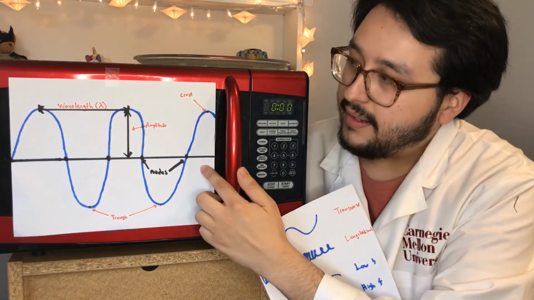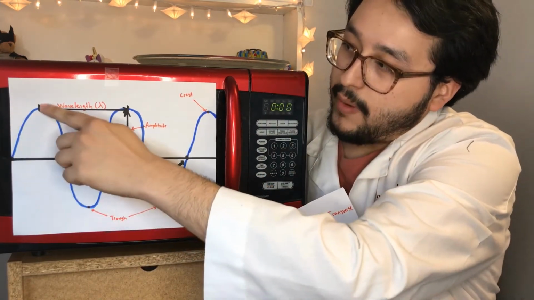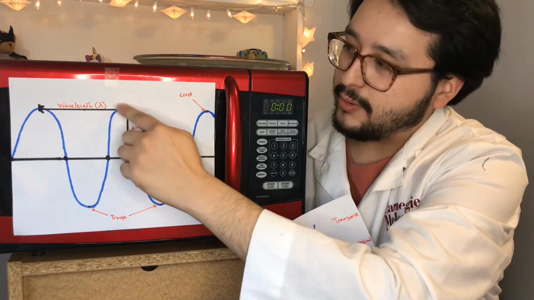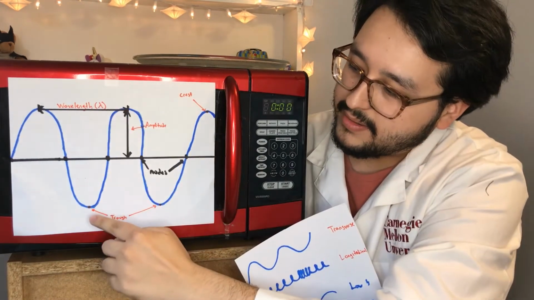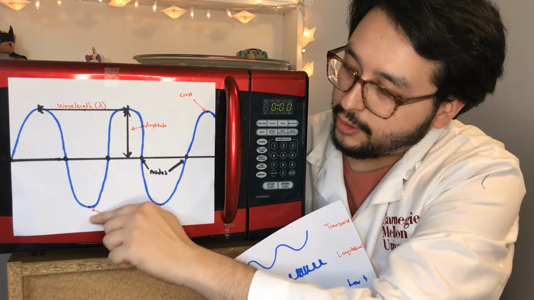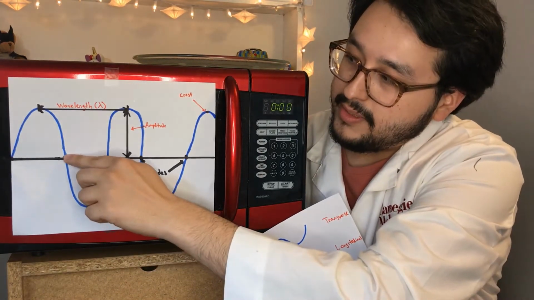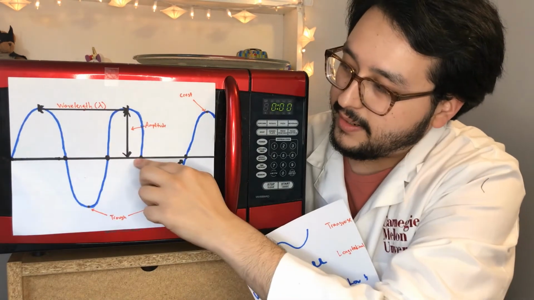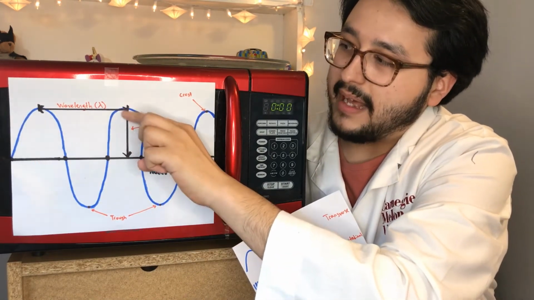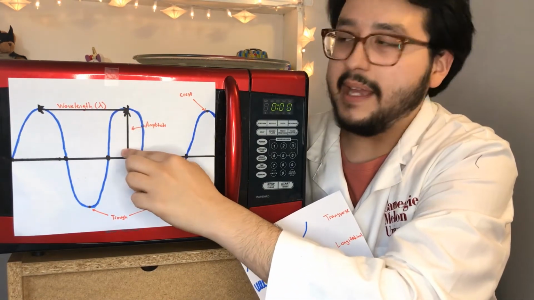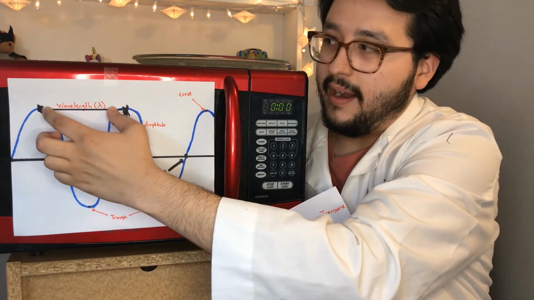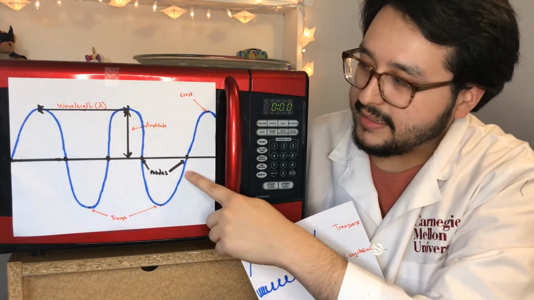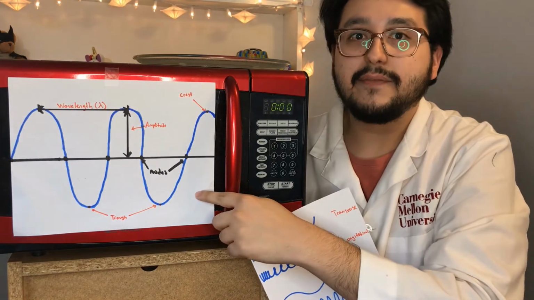Now there are many parts to a wave. If we look here, there are the crests, which are the top peaks, sort of like mountain tops. Then there are the troughs underneath, the lower parts. There are the nodes in the middle, which is where nothing's actually happening. There's no energy here. The amplitude describes how tall a wave is, and the wavelength is how far apart they are.